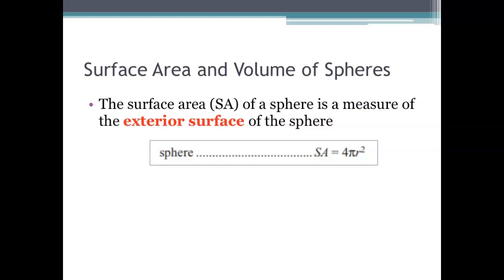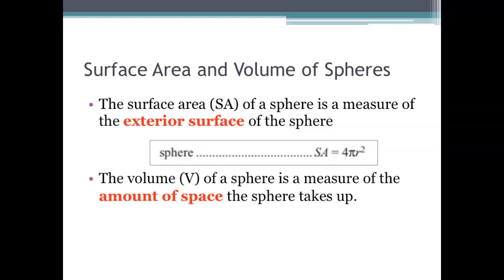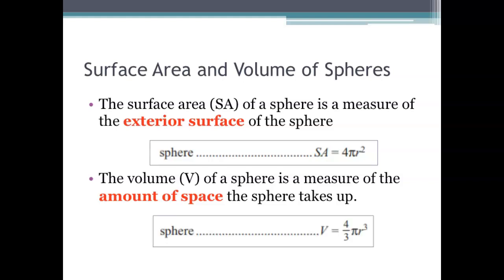Secondly, the volume of a sphere is the measure of the amount of space that the sphere takes up. You can imagine this as having a sphere that you want to fill up, let's say with water. That's going to be the volume of that sphere. So the formula here is 4/3 pi r cubed.